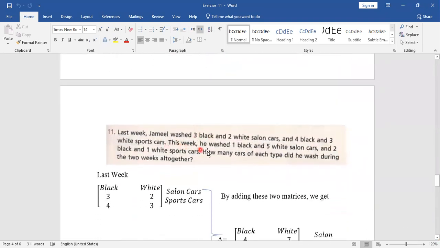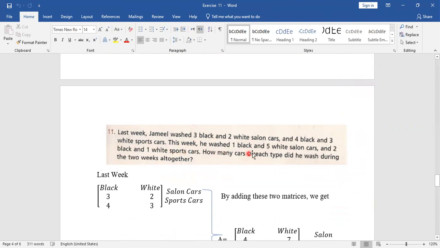Last week, Jamil washed 3 black and 2 white saloon cars. Now underline this: 3 black and 2 white saloon cars and 4 black and 3 white sports cars. It means there are different cars. These are the 2 different cars. First is saloon car and the other one is sports car.